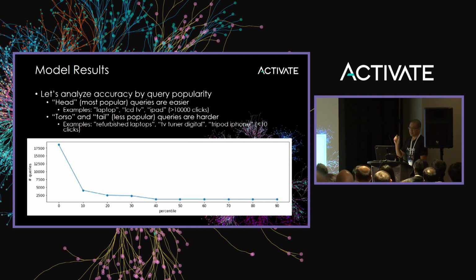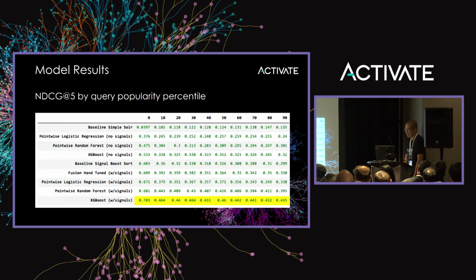Let's take a look at the accuracy metrics when we bucket by percentile. A couple things to point out. For baseline Solr search, you can see that NDCG improves as you move from head to tail. This makes sense because this is a content-only scoring model.